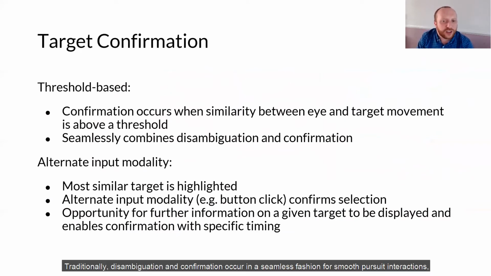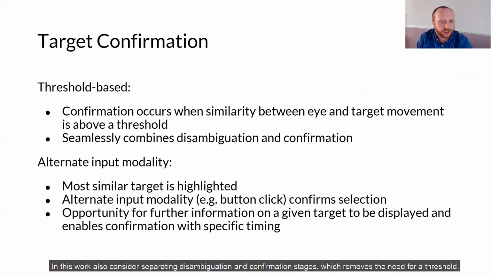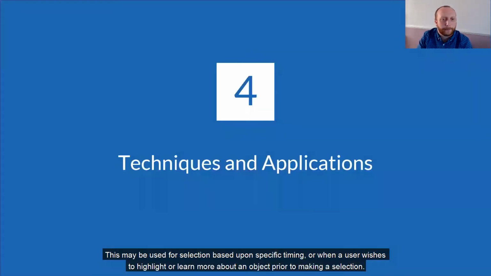Traditionally, disambiguation and confirmation occur in a seamless fashion for smooth pursuit interactions, when the similarity value of one of the targets surpasses a threshold. In this work, we also consider separating disambiguation and confirmation stages, which removes the need for a threshold. This may be used for selection based upon specific timing, or when a user wishes to highlight or learn more about an object prior to making a selection.